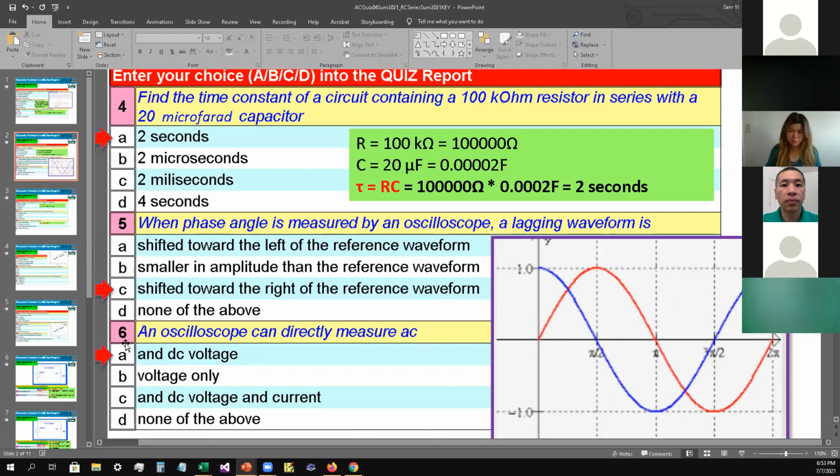Okay, number 6, an oscilloscope can directly measure AC and DC voltage, because you can set it up to measure AC as well as DC voltage. So A as in alpha for number 6. Any question? Nope. Okay, next one.